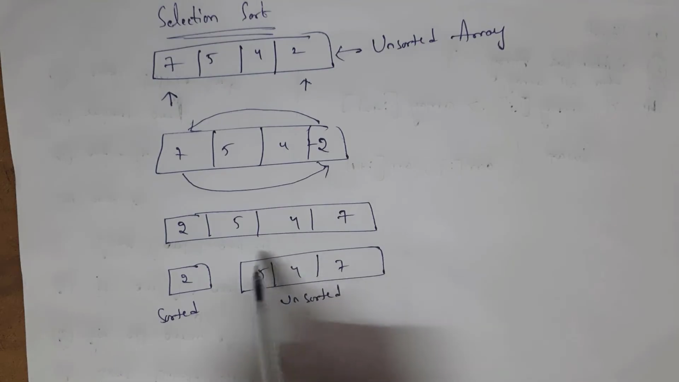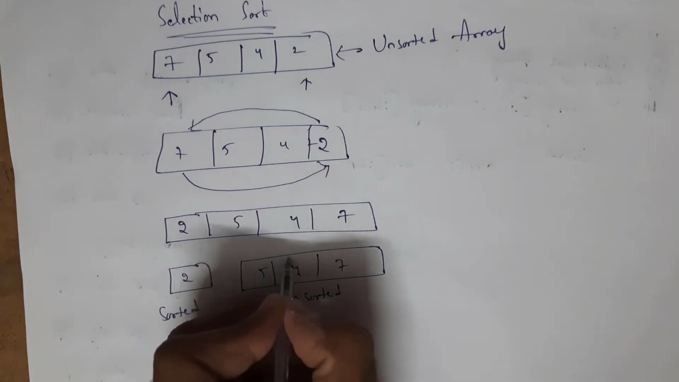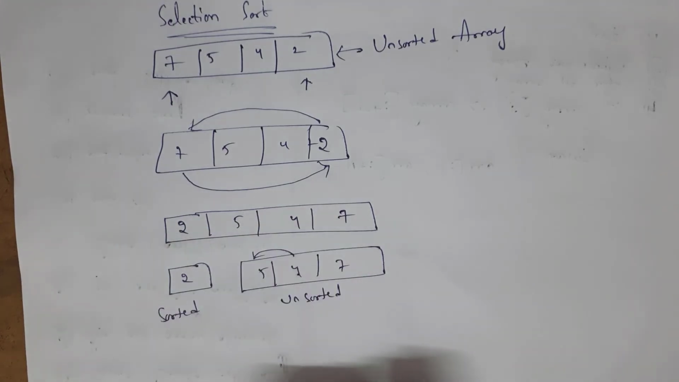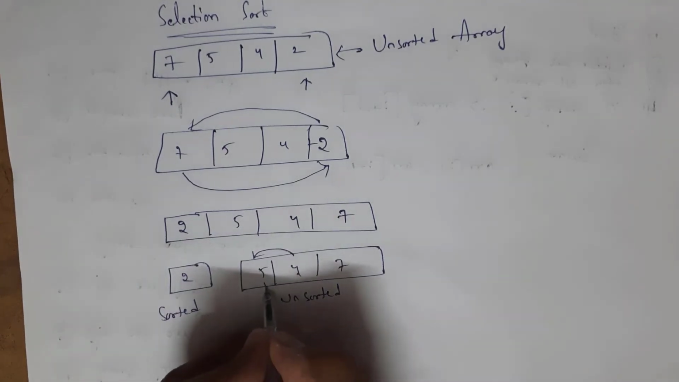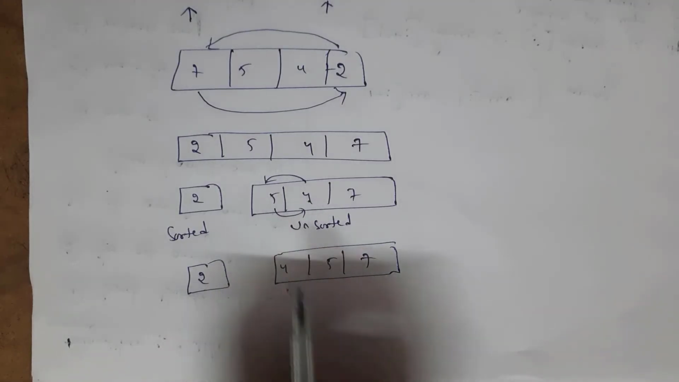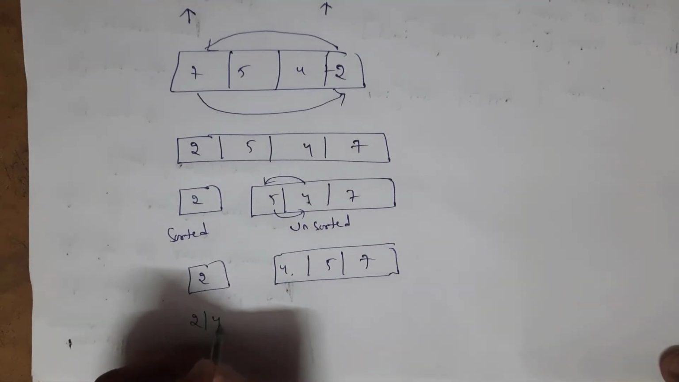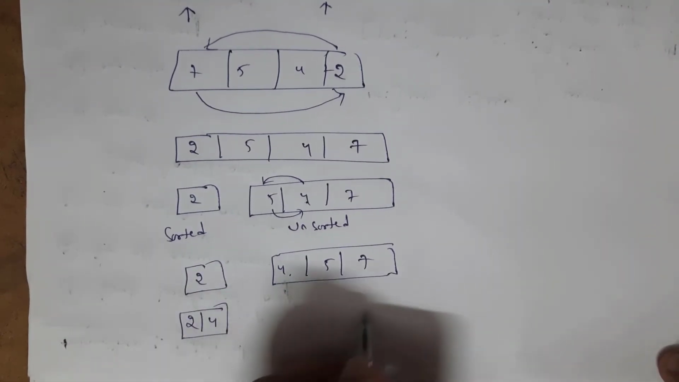The minimum element from this unsorted array is 4. So we need to place this 4 at the beginning. I'm placing this 4 at the beginning and placing this 5 in place of 4: 2, 4, 5 and 7. After placing the minimum element at the beginning, consider this 4 as part of the sorted array. So we write 2, 4. This is the sorted array and this is the unsorted array.